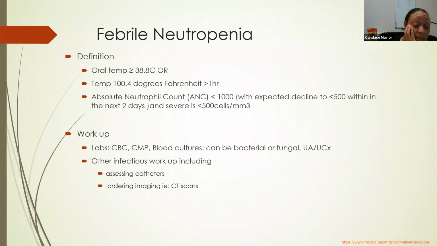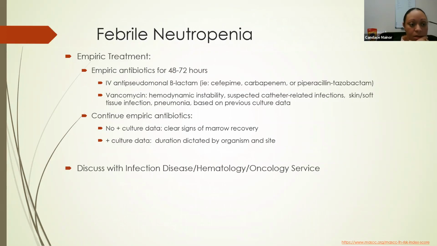Other infectious workup includes assessing catheters if the patient has an indwelling line, a port or PICC or urinary catheter, and then ordering necessary imaging as needed, namely CT scans of the chest if there's a cough, concern for pneumonia, that type of thing. Most important for patients with febrile neutropenia is to start empiric antibiotics as soon as possible. The IDSA guidelines recommend starting within 1 hour of patient presentation. And patients will be on these empiric antibiotics, I put 48 to 72 hours, but it could be longer depending on the clinical situation.